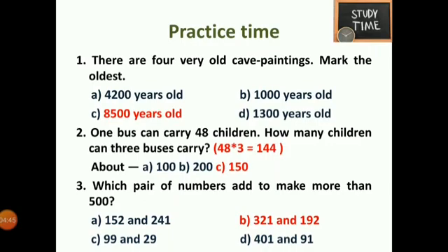One bus can carry 48 children. How many children can 3 buses carry? 48 into 3 is 144. So the nearest option is 150.